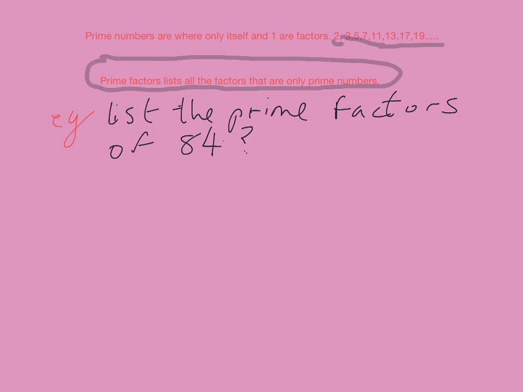So I'm going to list all the numbers that give me 84. I'm going to do it down like a little branch of a tree coming down. So I know that 2 by 42 gives me 84. So 2 is a prime number, so that's fine, but 42 isn't, so I have to go again. So let's get the factors of 42. So the factors of 42 are 2 by 21.